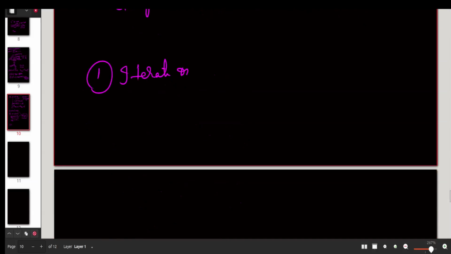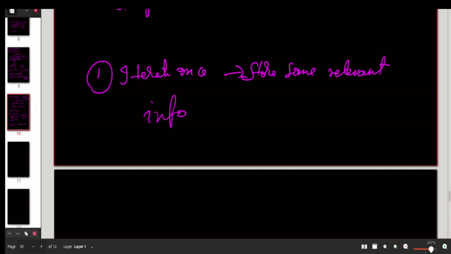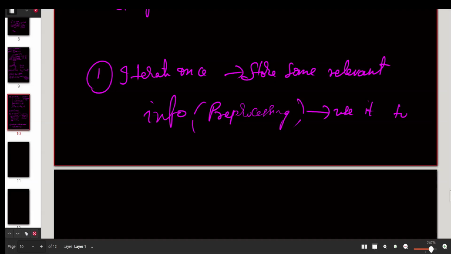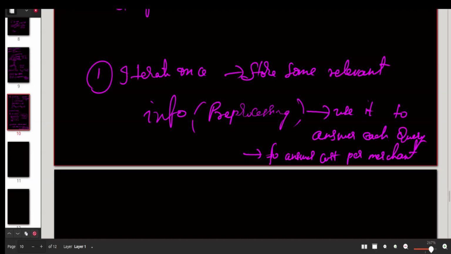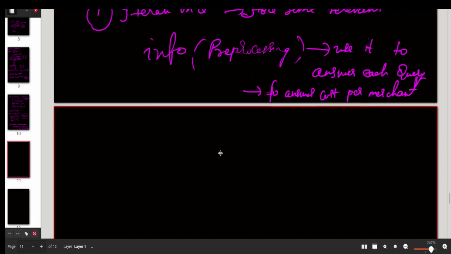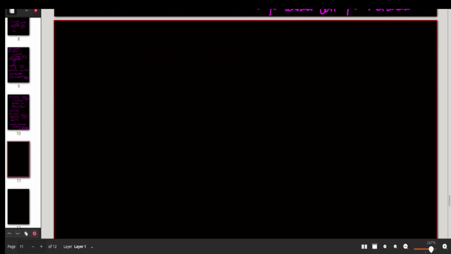Iterate once, store some relevant info, which we call pre-processing, and then use it to answer each query. That is, to answer cost per merchant without iterating the graph again and again for every merchant. How do we do it? Yeah. So what do we want to optimize here?